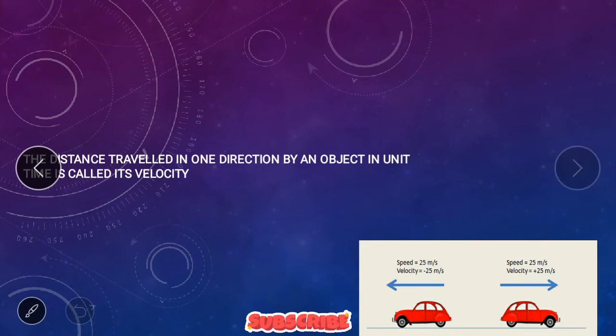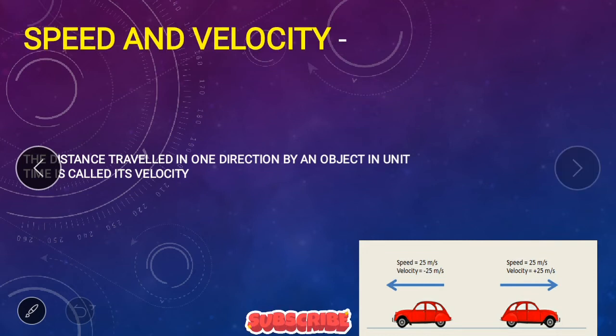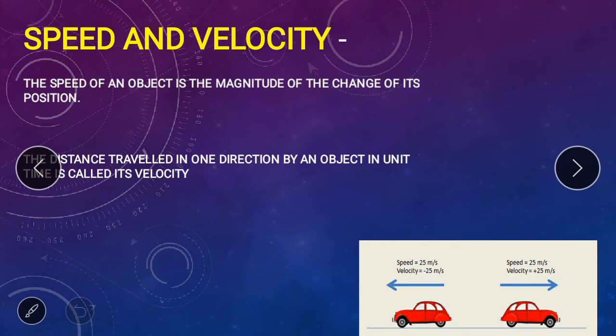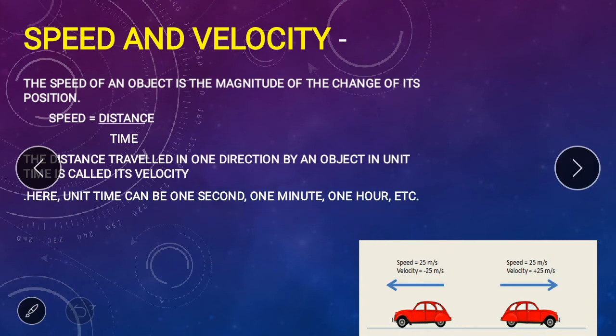So we come to the next topic, that is speed and velocity. What exactly is speed? The speed of an object is the magnitude of the change of its position. And what is the formula for speed? Speed is equal to distance upon time. Again, is speed a scalar or a vector quantity? Please students, let me know in the comments.